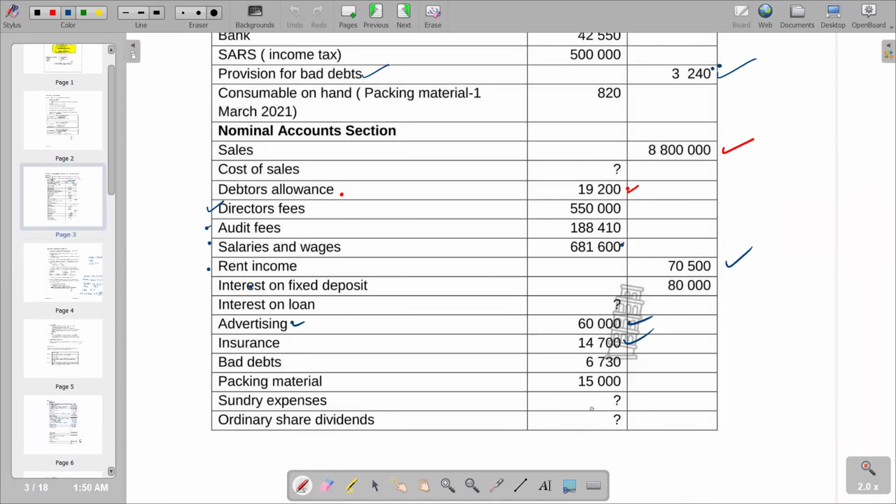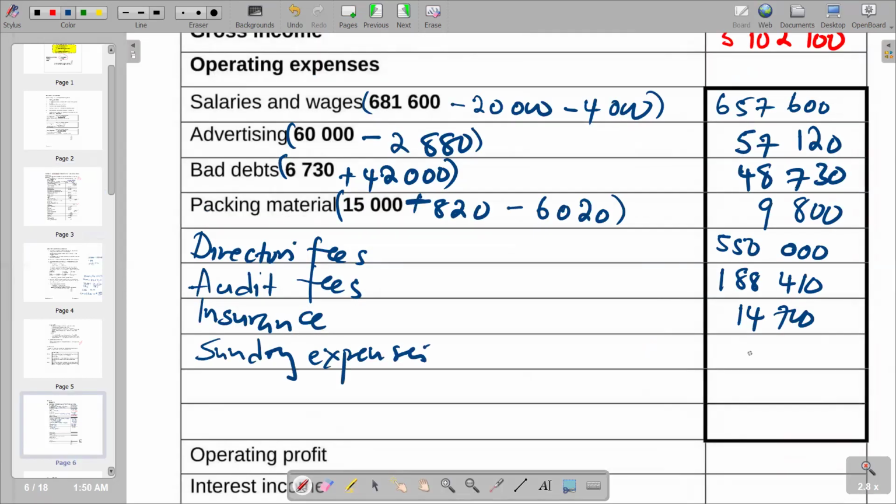We did adjust that, and then packing material we adjusted. Then we got standard expenses. It's a question mark. So it means for standard expenses, we are just going to leave it blank, and then we come back to find it as a balancing figure. So we can just write standard expenses to find it as a balance figure.